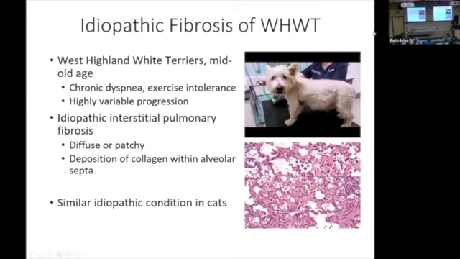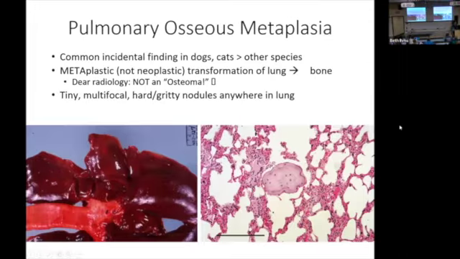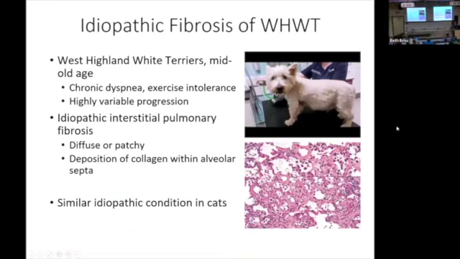So idiopathic fibrosis. It's not just West Highland whites, it's also cats. There's an idiopathic fibrosis syndrome in canines, also humans. Human IPF is a big important disease. We don't know the cause of this, obviously, because it's idiopathic, but the presentation is just slowly progressive chronic fibrosis of your alveolar septum. So you're just getting progressive respiratory disease. Potential model for the human disease.